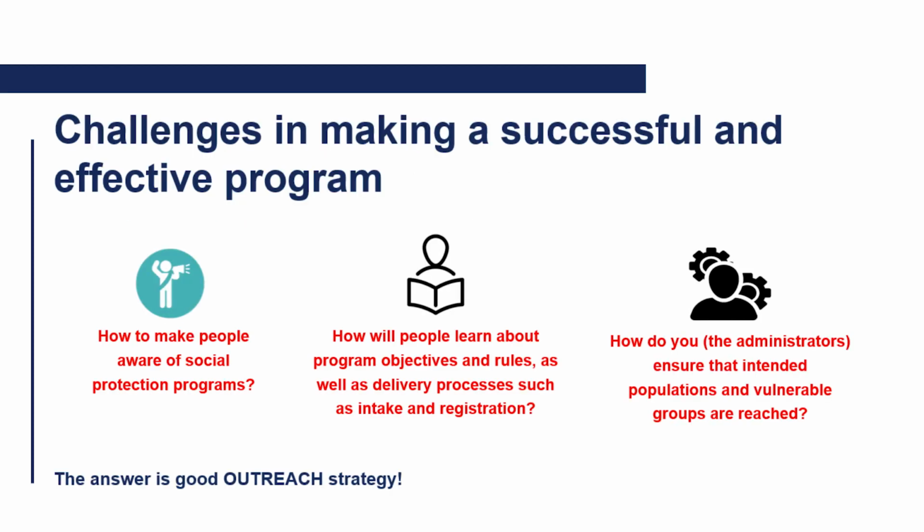So starting off, there are challenges in making a successful and effective program. And these challenges are how to make people aware of social protection programs, how will people learn about program objectives and rules, as well as delivery processes, such as intake and registration, and how do the administrators ensure that intended populations and vulnerable groups are reached. These are the tasks of the outreach phase of social protection delivery systems.